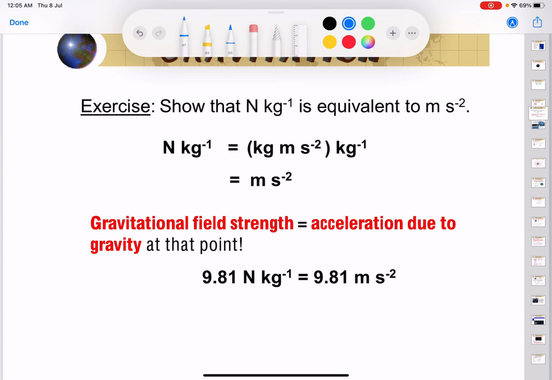Just to confirm that this is indeed the case, this is the formula that you are very familiar with, W equals mg, and this is actually gravitational force. So g is acceleration due to gravity. This equals the gravitational force over m, which is actually how we define gravitational field strength.